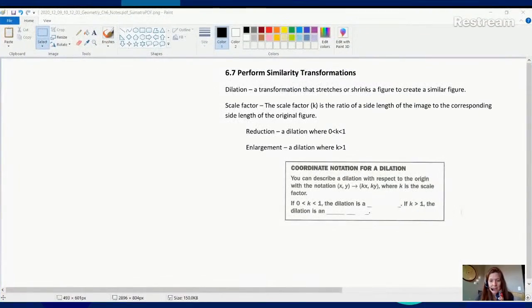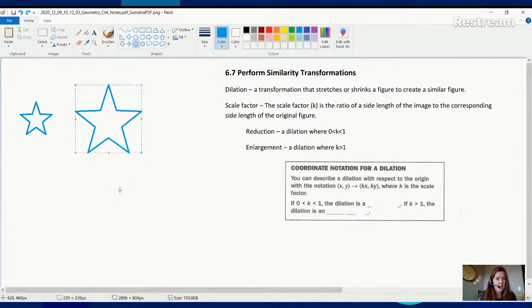So here we go. All right, so what I want to talk to you about in 6.7 is called perform similarity transformations. So it sounds very fancy, but it's not very fancy. So I want to think about something like, let's say, I can draw a star. Let's say I draw a star. And I take that star, I take it to the copy machine and I make it bigger.